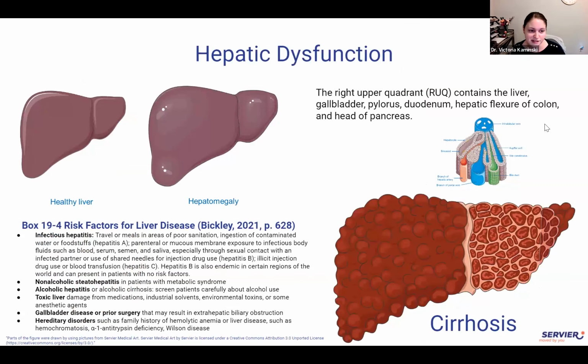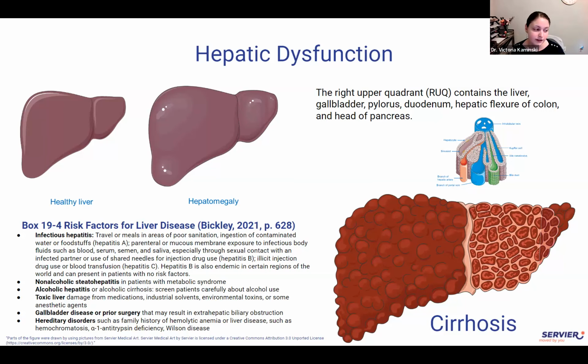So with hepatic dysfunction, we want to make sure that we're looking at different signs and symptoms associated with the liver. So in the right upper quadrant, where the liver is located, we also have our gallbladder, our pylorus, the duodenum, the hepatic flexure of the colon, and the head of the pancreas. So just because a patient is experiencing right upper quadrant pain does not always mean it's the liver or the gallbladder. We need to be very aware of the anatomy of what is existing in that quadrant.